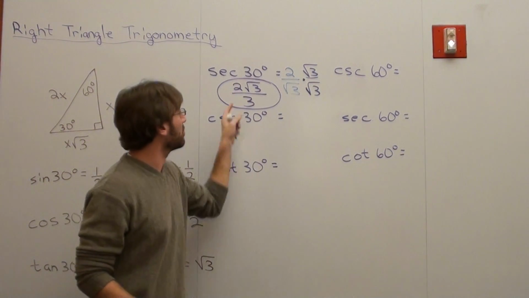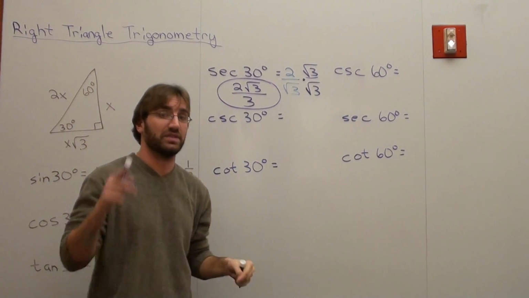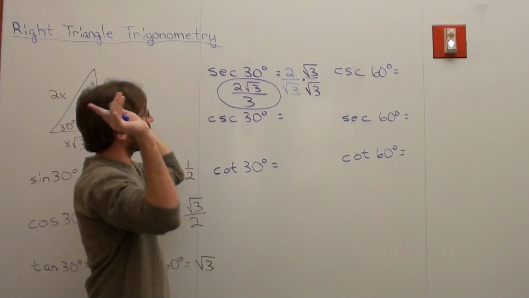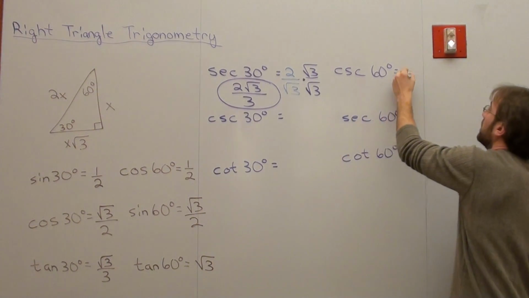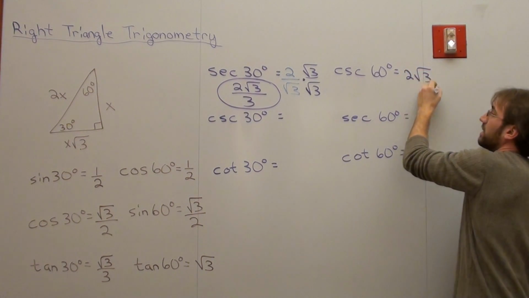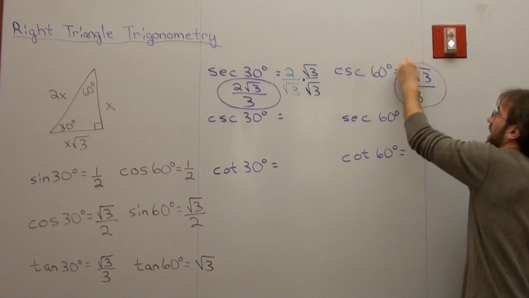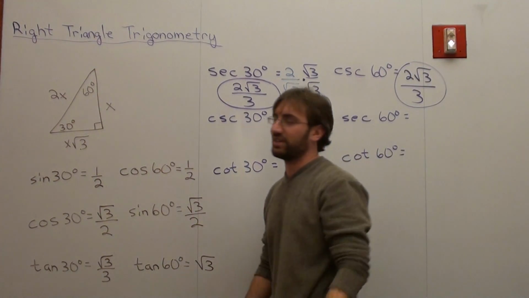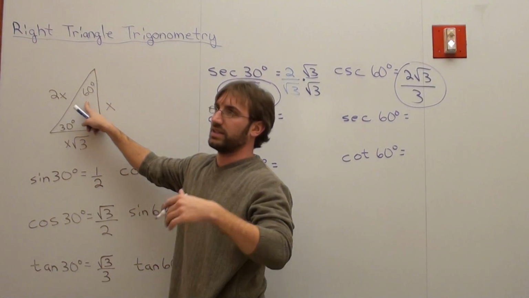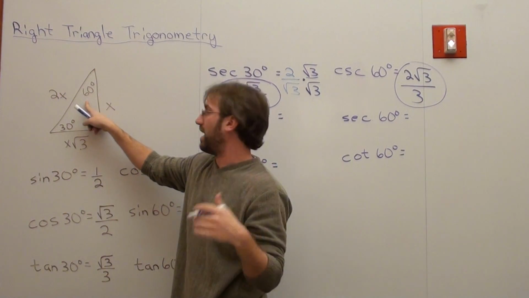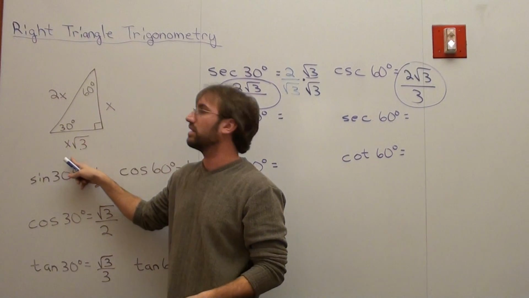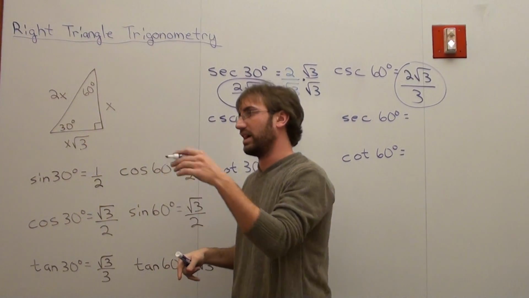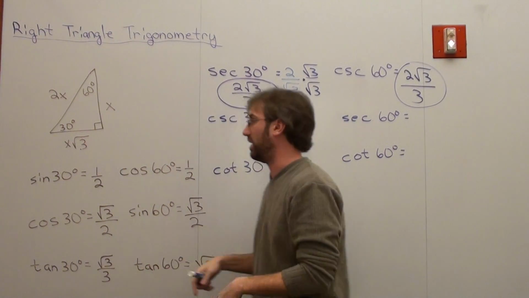Now, the secant of 30's cofunction is the cosecant. Secant of 30 is 2 root 3 over 3, which means the cosecant of 60, without doing any work whatsoever, has to be the same thing. And you can go ahead and check it out if you want to. However, let's do it anyways. Cosecant of 60 degrees is the hypotenuse over the opposite. So that would be 2x over x root 3. So it's the same exact thing. Cancel out the x's, it's 2 over root 3.